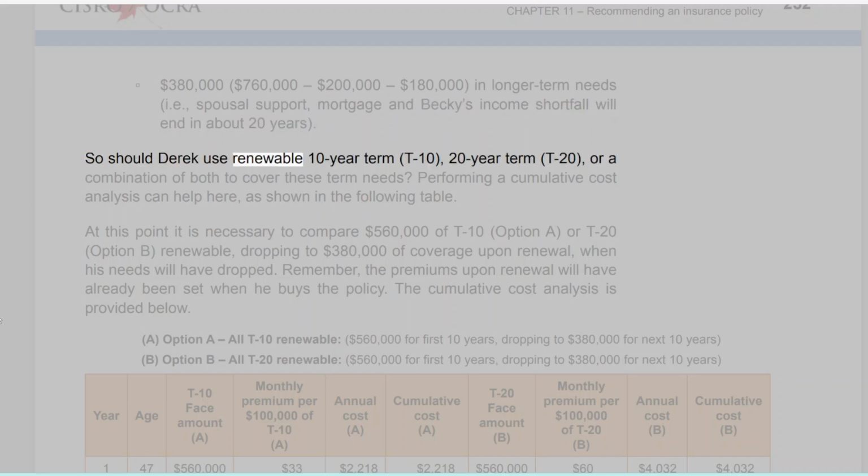So should Derek use renewable 10-year term, T10, 20-year term, T20, or a combination of both to cover these term needs? Performing a cumulative cost analysis can help here, as shown in the following table. At this point it is necessary to compare $560,000 of T10, option A, or T20, option B, renewable, dropping to $380,000 of coverage upon renewal, when his needs will have dropped. Remember, the premiums upon renewal will have already been set when he buys the policy. The cumulative cost analysis is provided below.